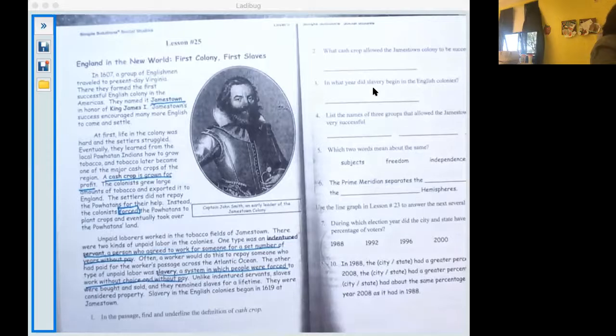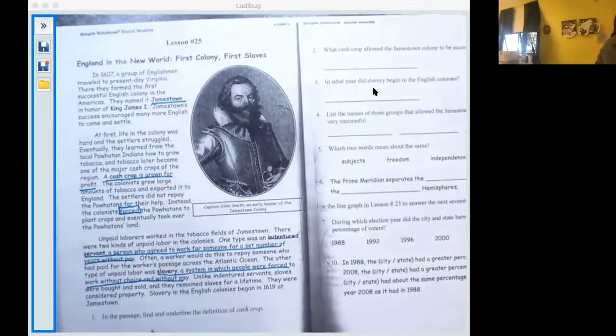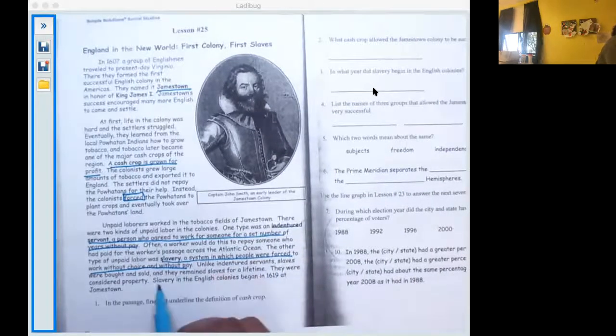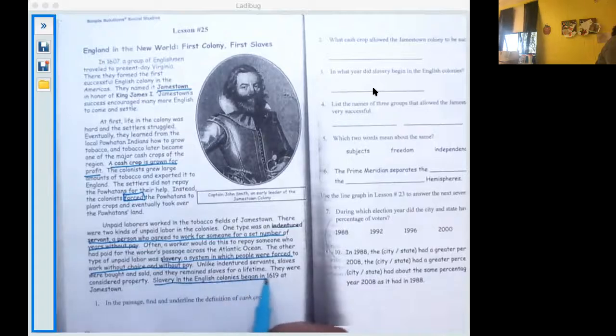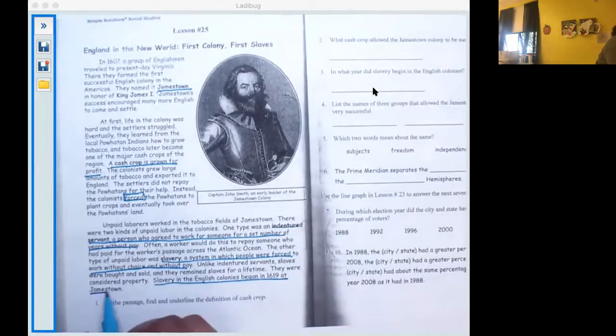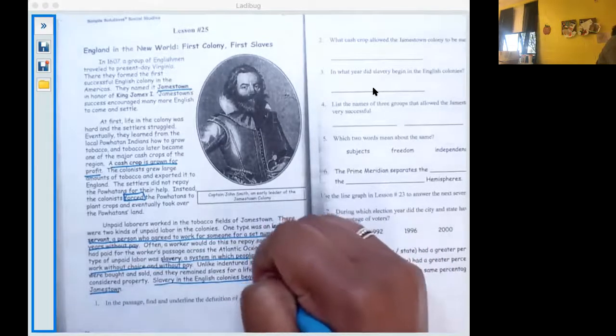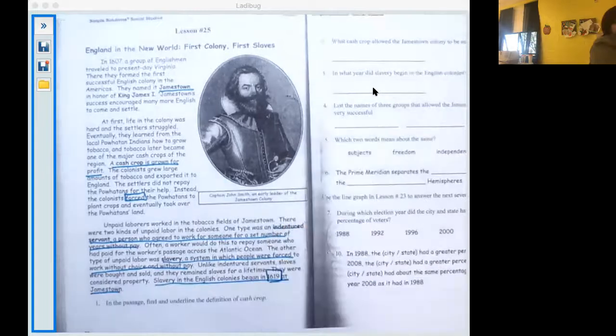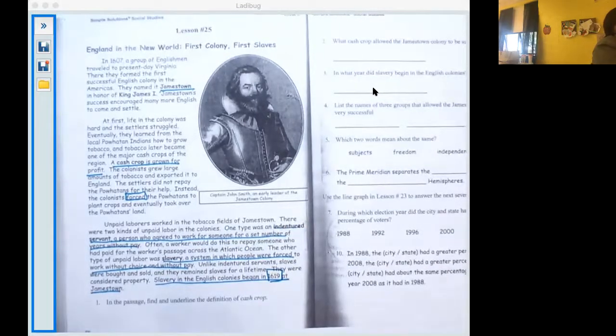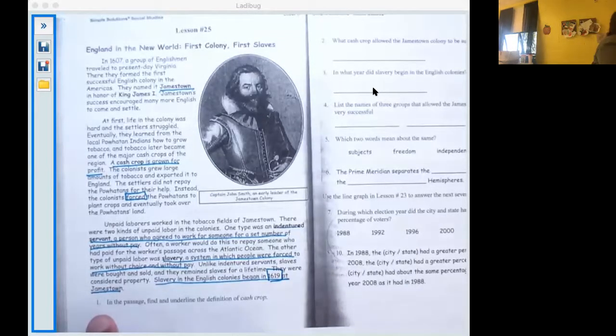Unlike indentured servants, slaves were bought and sold, and they remained slaves for a lifetime. They were considered property. And this is very important, guys, so let's underline this. Slavery in the English colonies began in 1619 at Jamestown. Put a box around 1619. We are certainly going to come back to that when we get to our colonization unit in a month or so, okay?